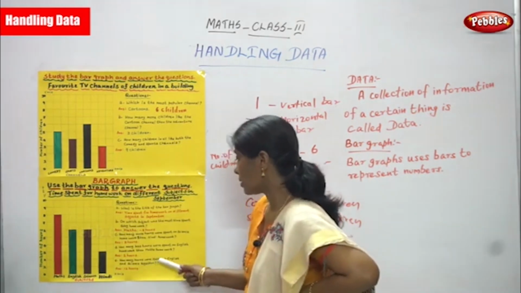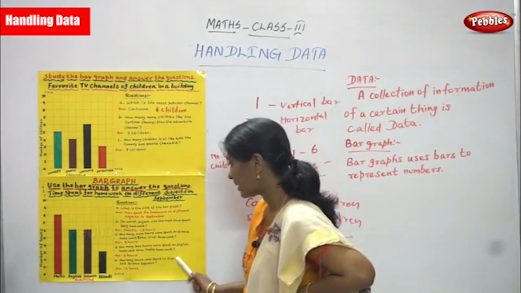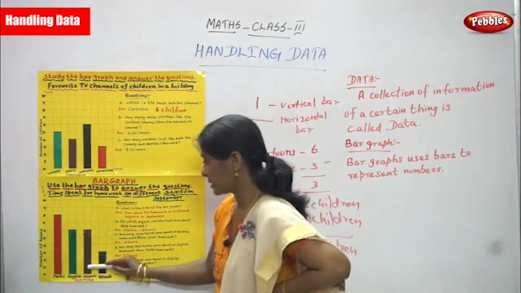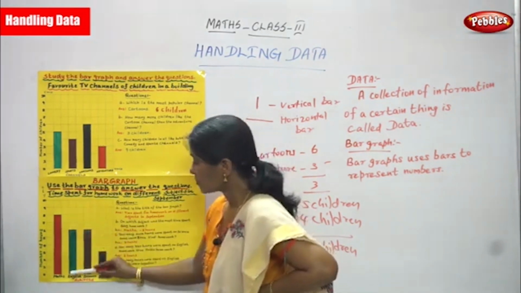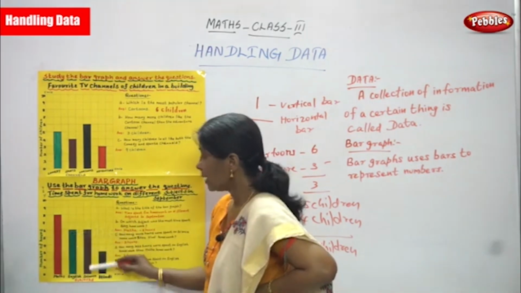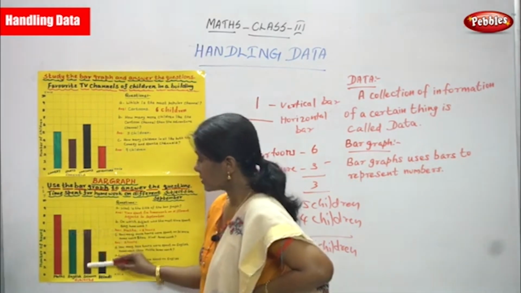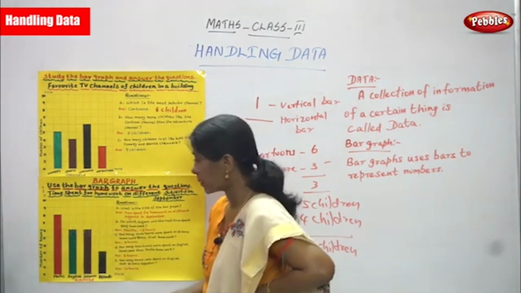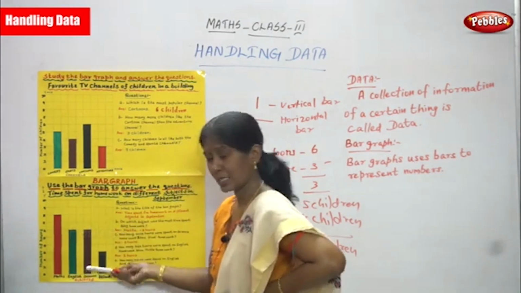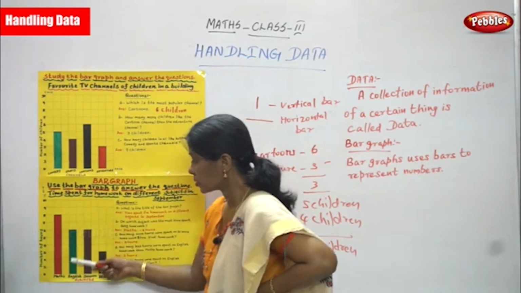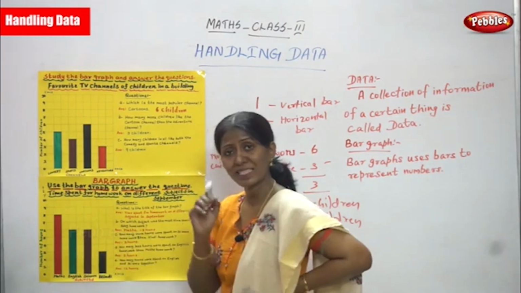How many hours were spent on English and science together? English and science, both are the same height. This is the English subject, for which I used green color, and for the science subject I represent the vertical bar in brown color. Both are of equal height. This is for 6 hours and this is for 6 hours. For English, the children used to spend 6 hours. For science, they used to spend 6 hours. So for both subjects they used to spend the same hours.